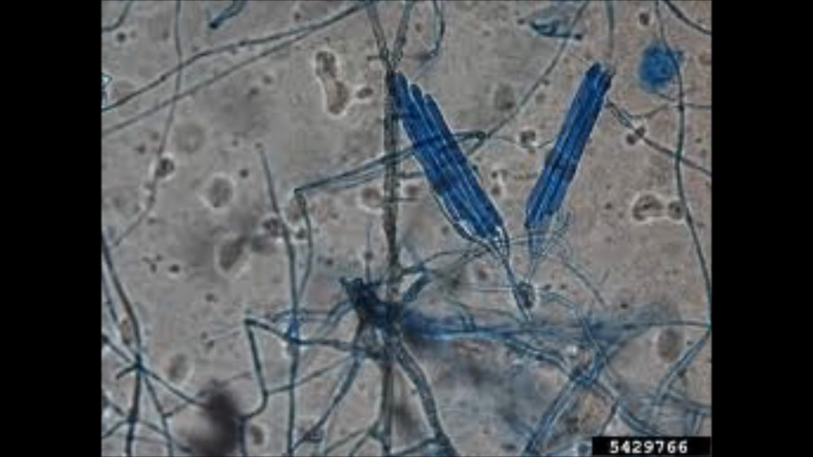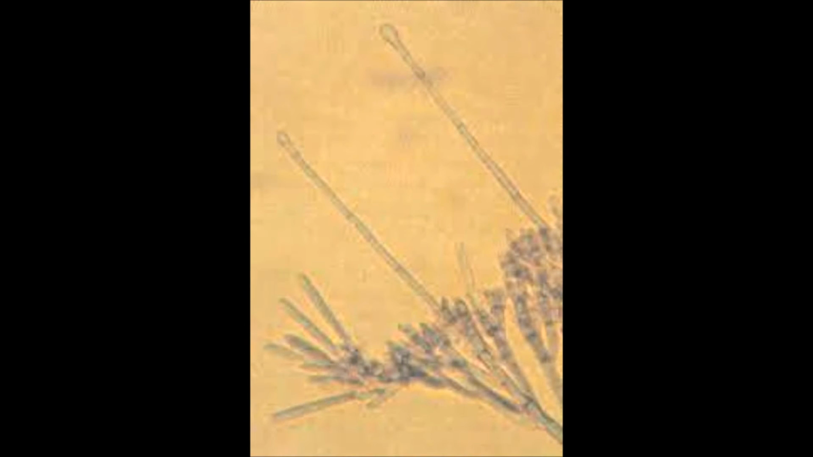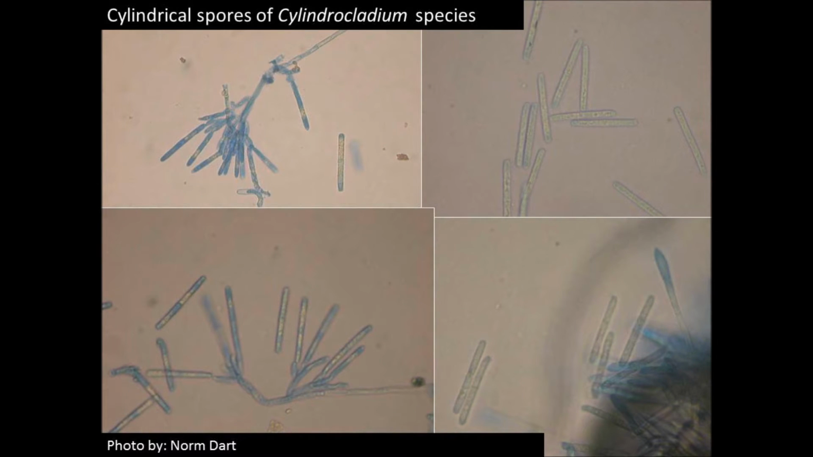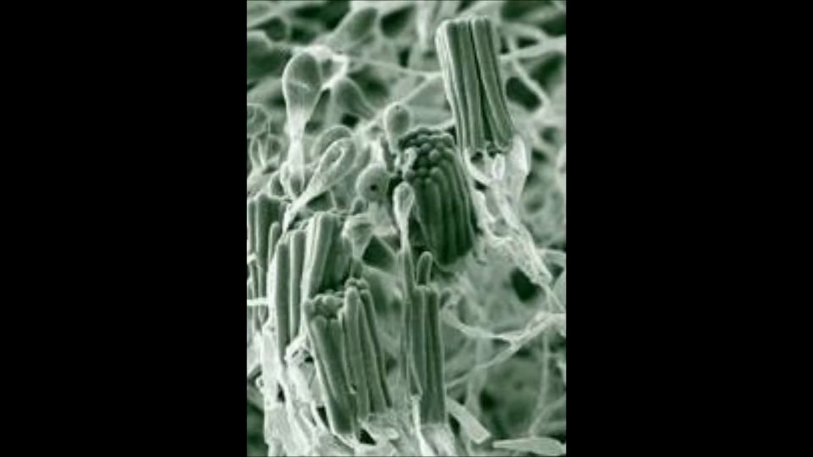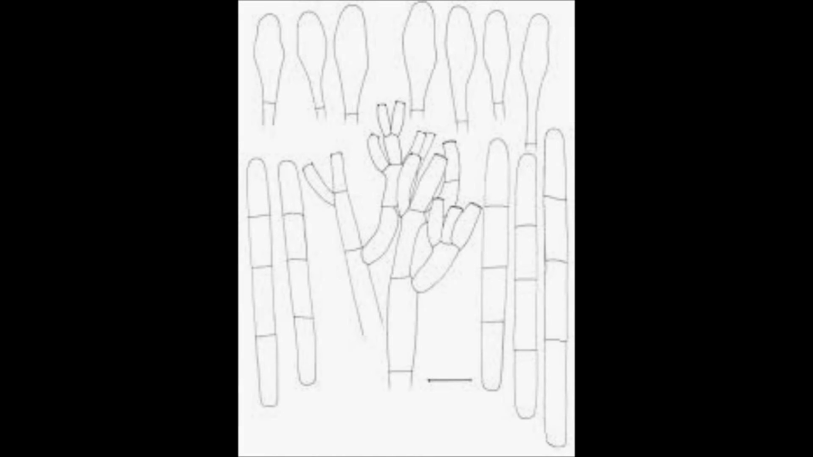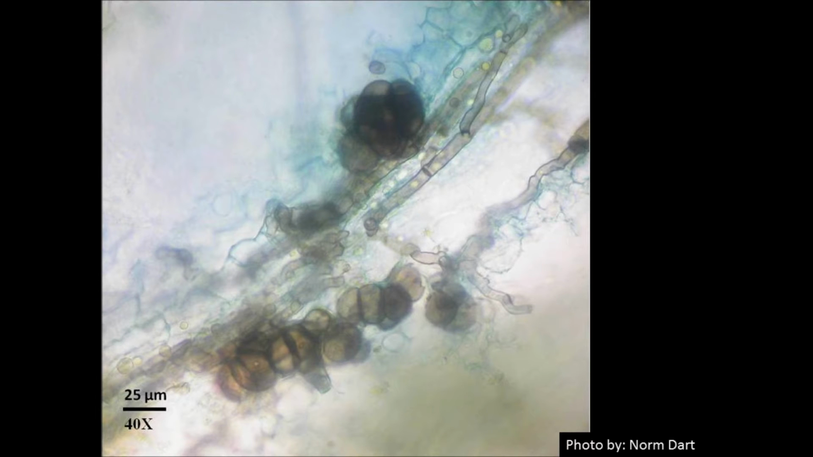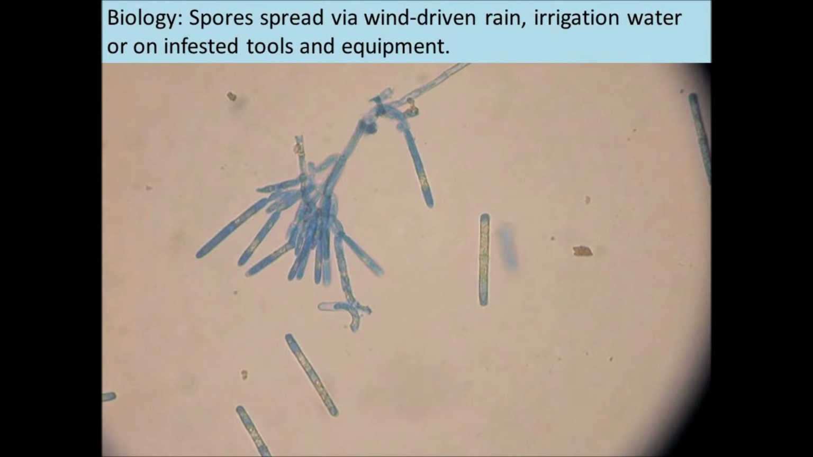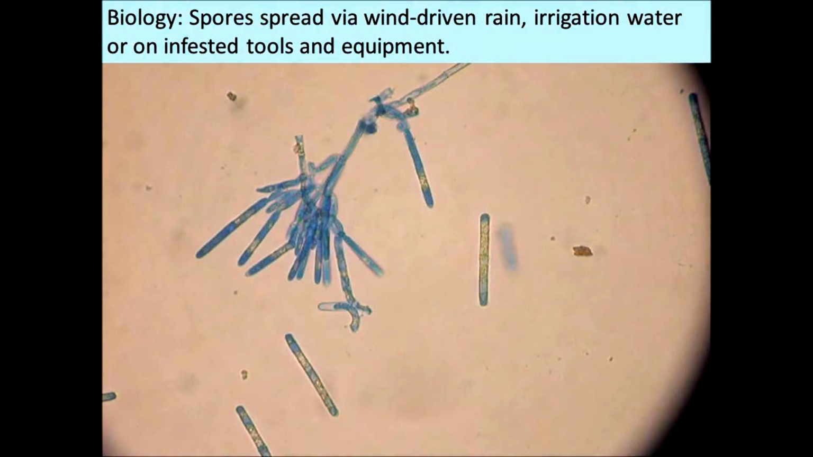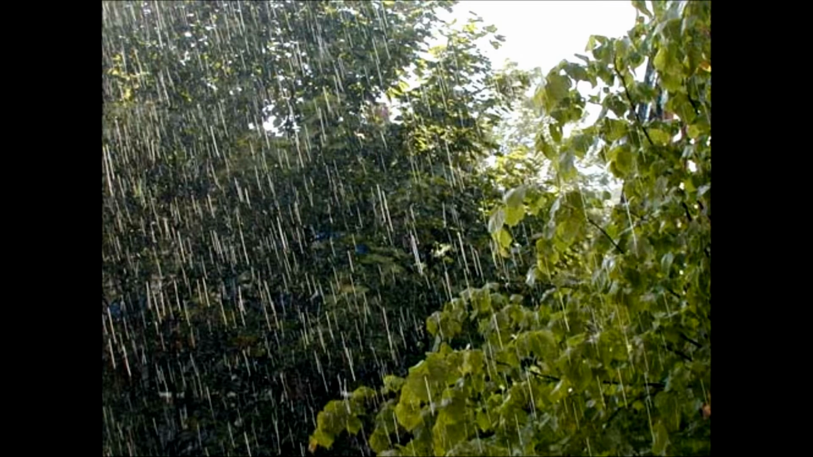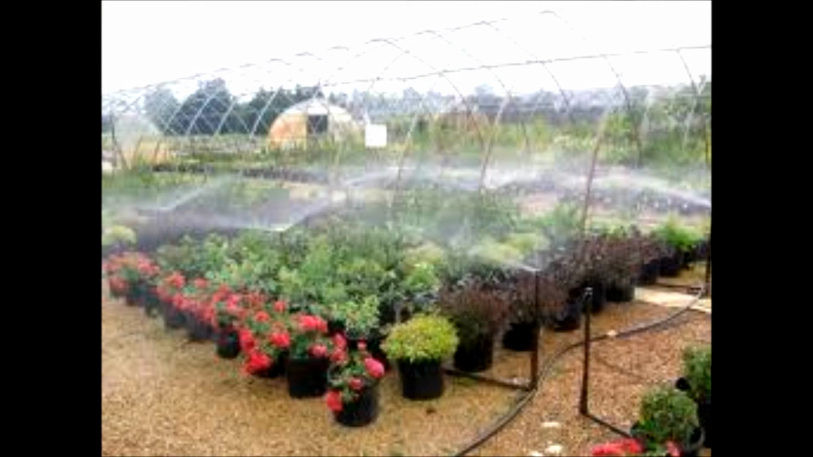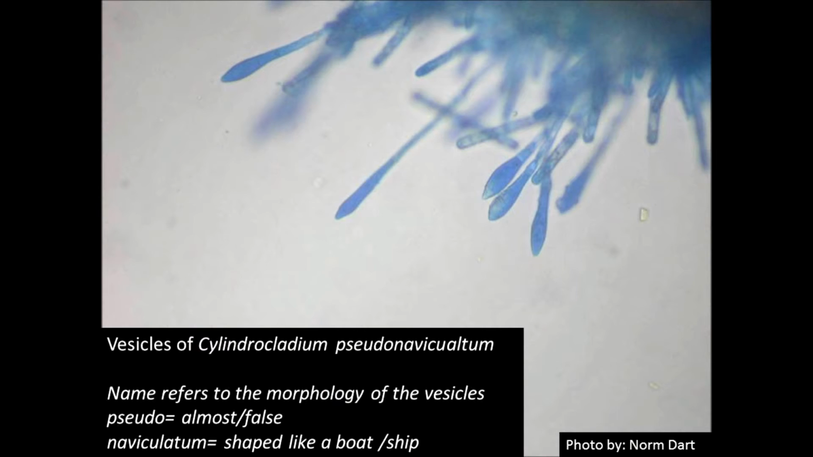Cylindrocladium is a genus of fungi comprised of 52 recognized species. They are related and share morphological characteristics of cylindrical spores, vesicles, and they often form resting propagules called chlamydospores and microsclerotia in host tissue. The cylindrical spores produced by this group of fungi are adapted for short distance dispersal between plants. They are spread by wind-driven rain or water splash from overhead irrigation, but they may also stick to animals, tools, and equipment.